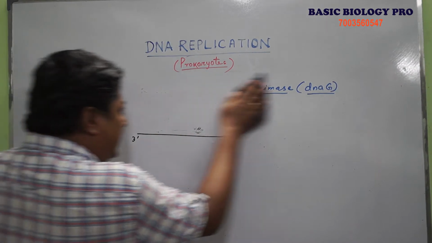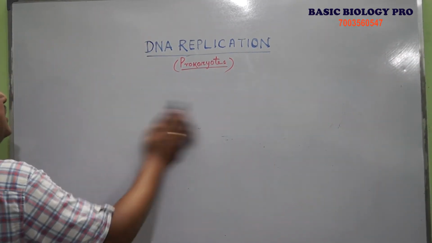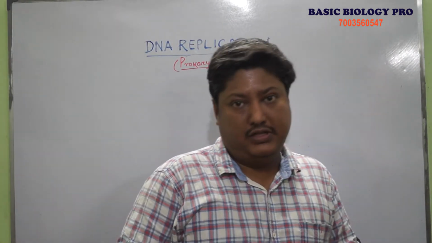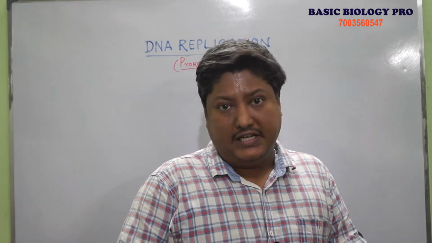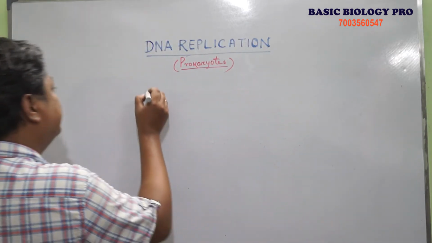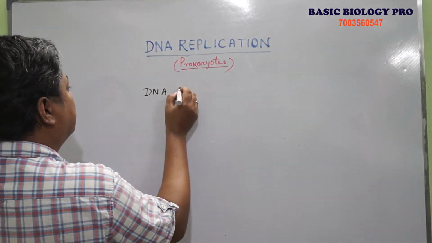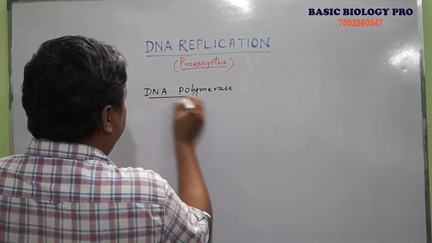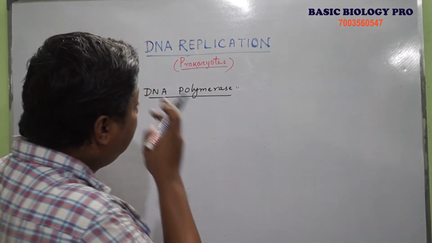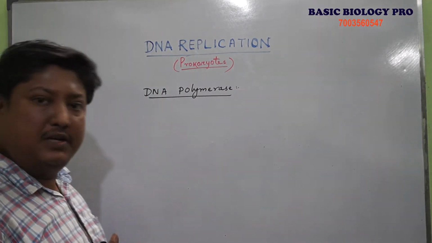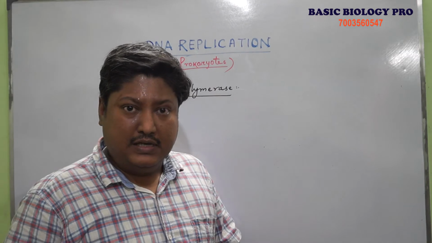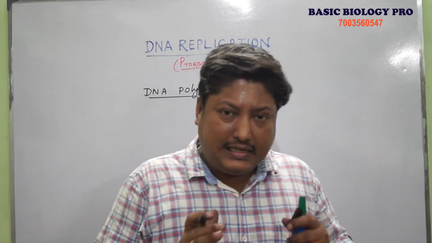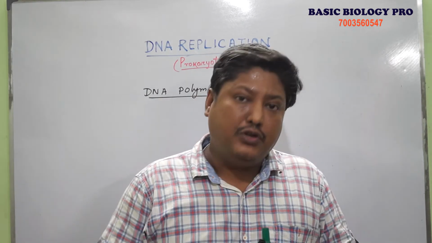Now the third important feature of the replication is the most important enzyme used during the replication process, that is what is called DNA polymerase. DNA polymerase is the key enzyme for the replication in prokaryotes as well as in eukaryotes. But there is a hell and heaven difference between the prokaryotic polymerases and the eukaryotic polymerases.